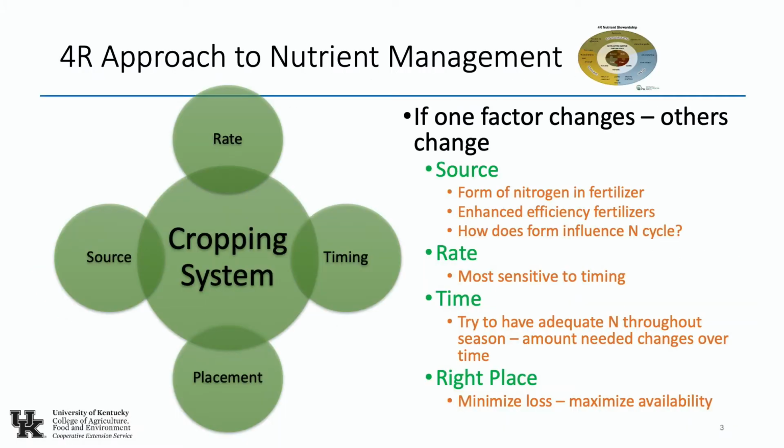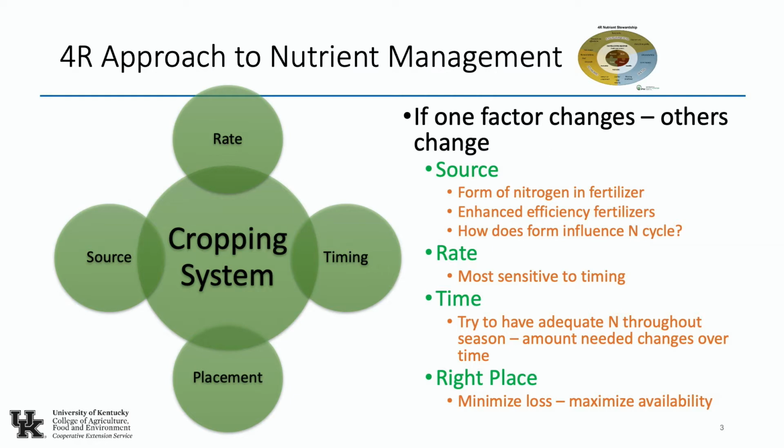So often when we talk about nutrients, we talk about 4R nutrient management: the right rate in the right place from the right source at the right time. But when we're talking about 4R nutrient management, we have to remember that we need to think about it in terms of the entire cropping system. So when we change any one of those factors, the other factors will be influenced.